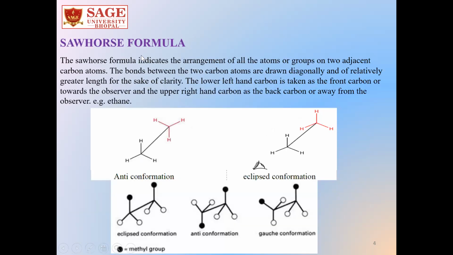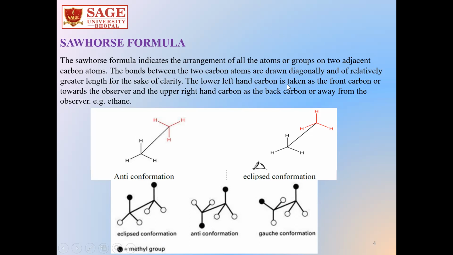Another one is the Sawhorse formula. Sawhorse formula indicates the arrangement of all the atoms or groups on two adjacent carbon atoms. The bonds between the two carbon atoms are drawn diagonally and of relatively greater length for the sake of clarity. So this bond will be of slightly greater length compared to the other bonds. That is only for drawing purposes. This does not actually happen.